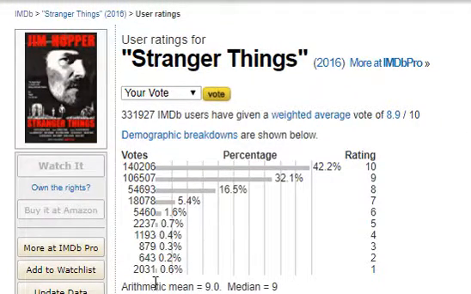So we see here the arithmetic mean is 9. The median is 9. We also see that the mode, again, is 10. 42.2%, almost half. A little bit under half, but almost half of people who see Stranger Things absolutely love it. I was 10.